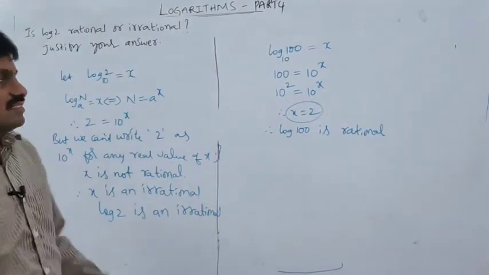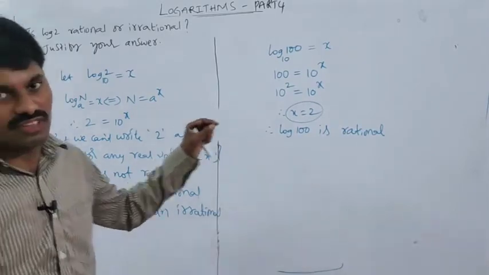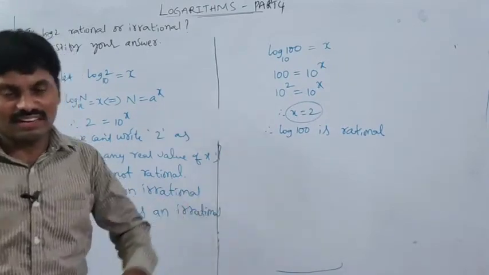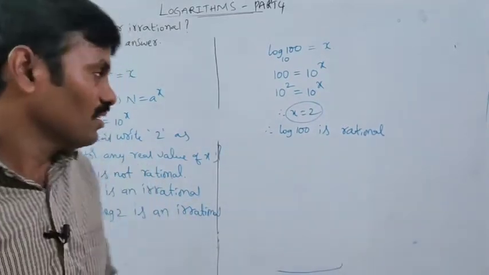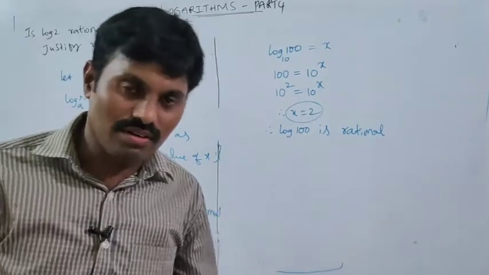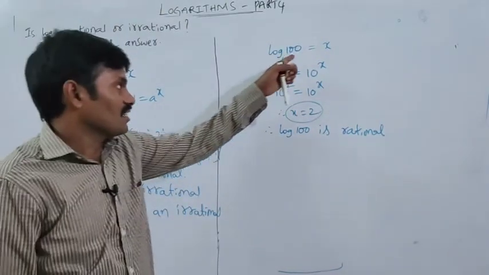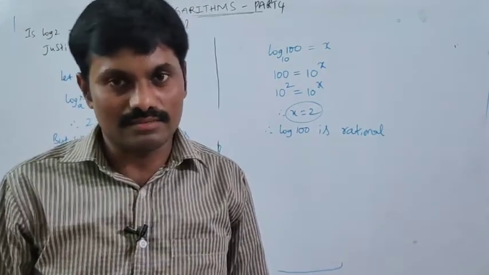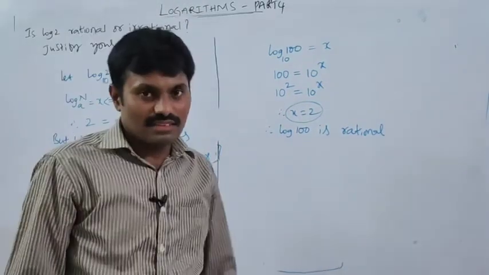Like this we have to solve this type of question. We just have to consider the logarithm equal to x and try to find the value of x. Is it possible or not? We have to check. If it is possible, then the logarithm of the given number is rational, or else it is irrational. Is it clear?